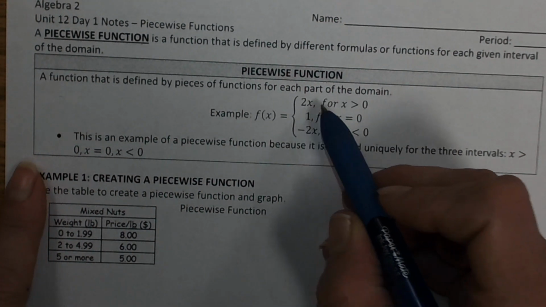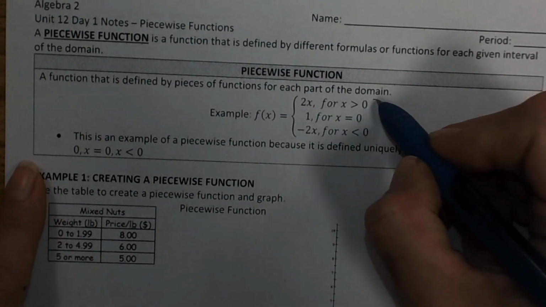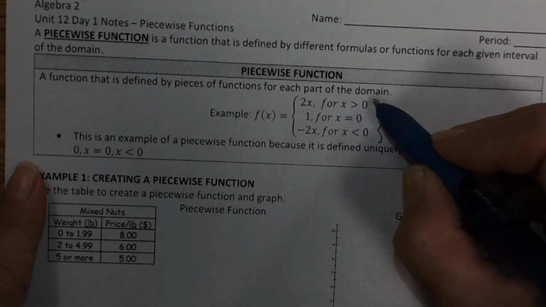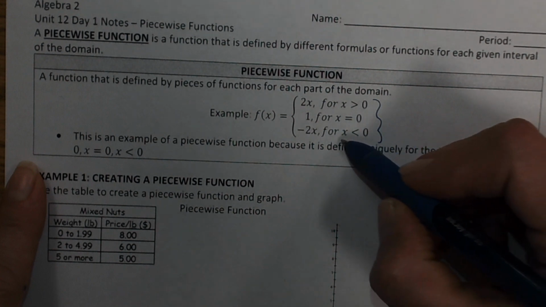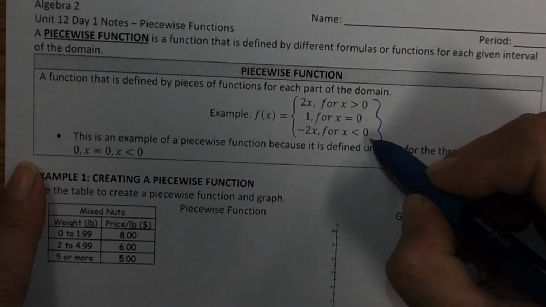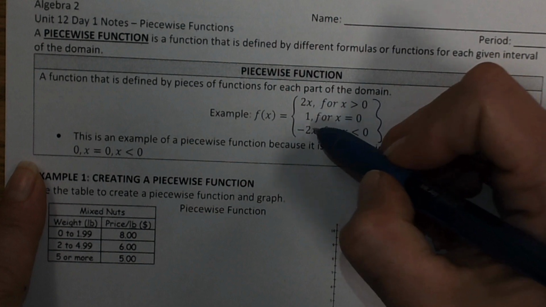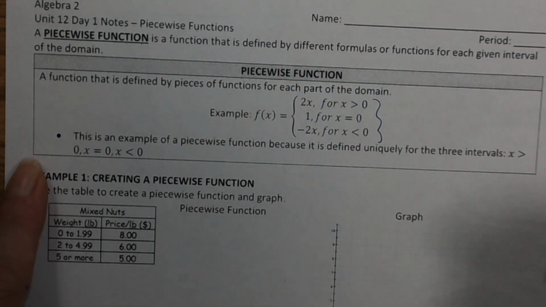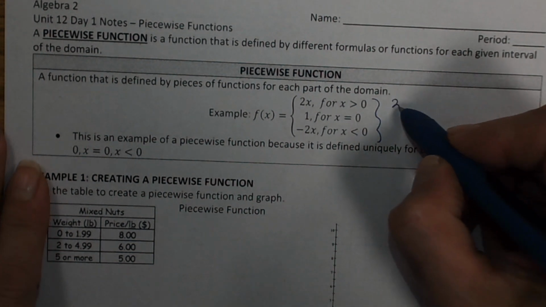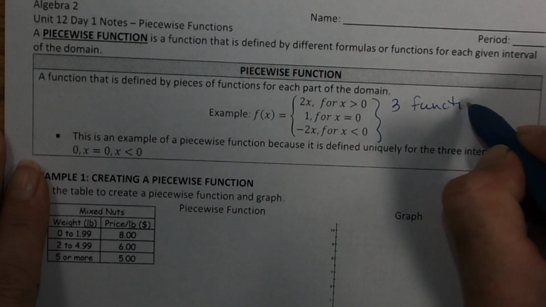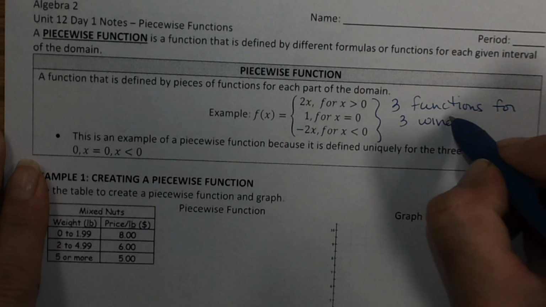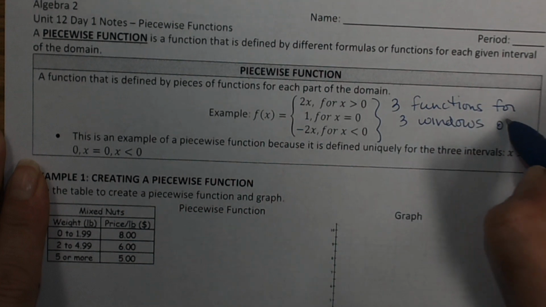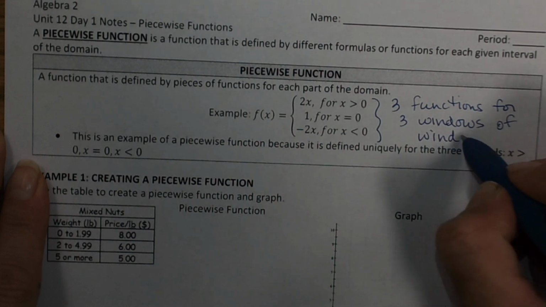So for example, what we see here is that there are three sections of the domain, right? So for when x is greater than 0, when x is equal to 0, and when x is less than 0. And for each section, there is a function for that section of the domain. So I like to think about it as there are three functions for the three windows of the domain.